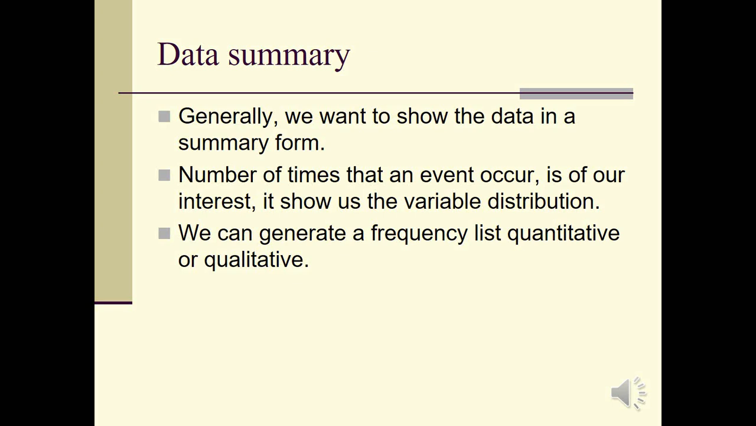Data summary. Generally, we want to show the data in summary form. The number of times that an event occurs is of our interest. It shows us the variable distribution. We can generate a frequency list, quantitative or qualitative.